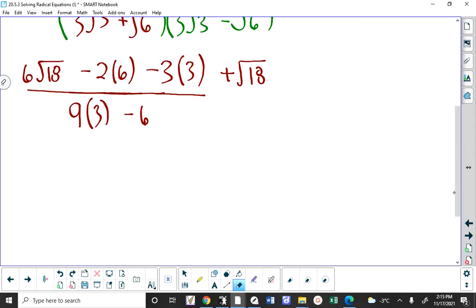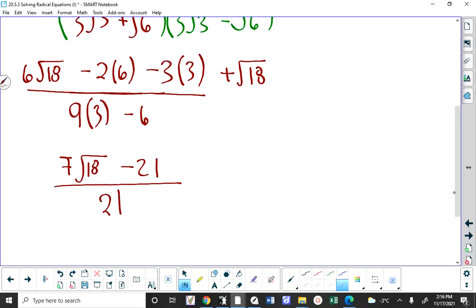I have 2 terms that are root 18s. They add up to 7 root 18, because I have 6 plus the 1 over here on the right. And then I can do this, negative 12 and negative 9 is negative 21, I think, over 21. Oh, that's great. I can cancel the 21s. No, I can't cancel the 21s. 21 is not a factor of the top.